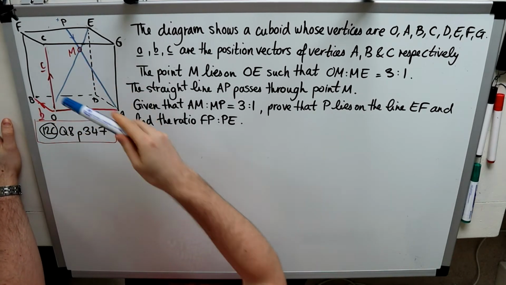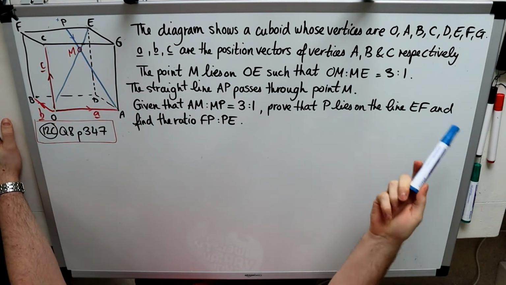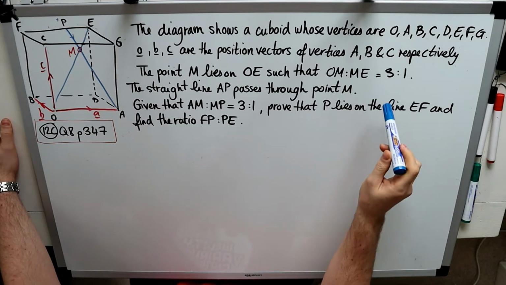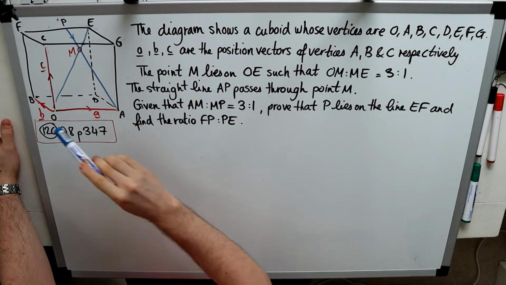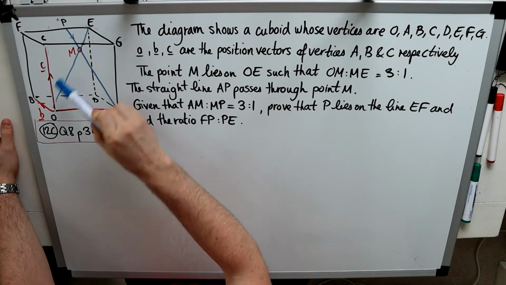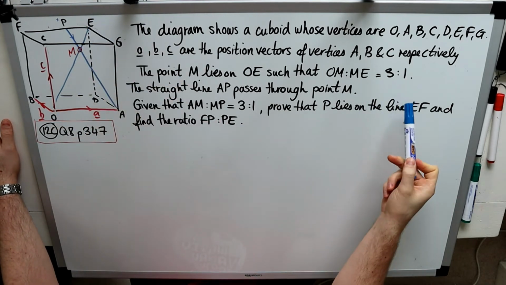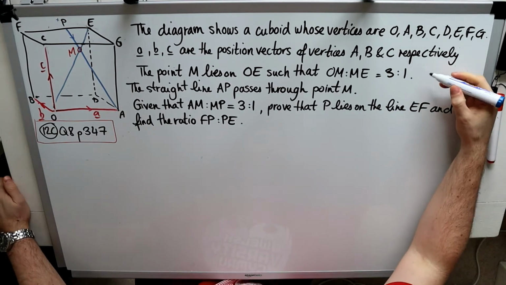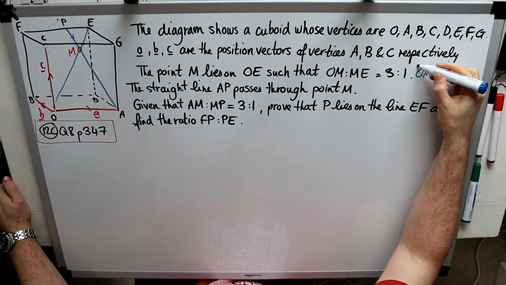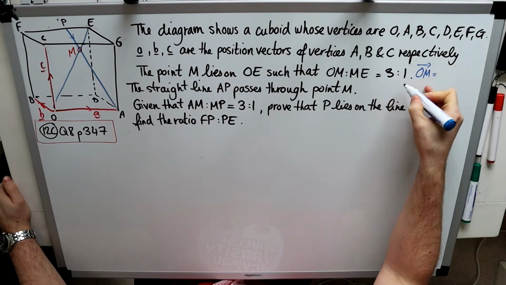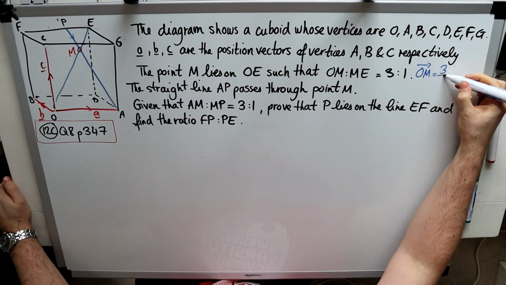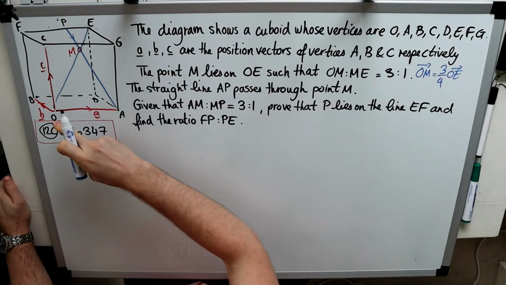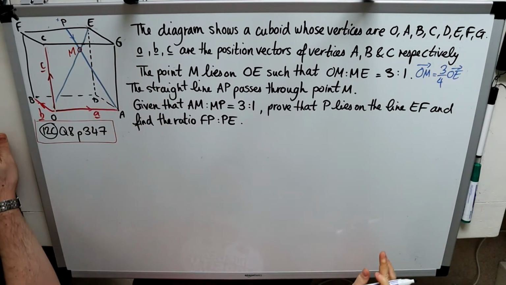A, B, and C are position vectors of vertices A, B, and C respectively. Now what's different about this one is that they use ratios. The point M lies on OE such that OM to ME is 3 to 1. Now ratios usually confuse people, but essentially what this is equivalent to is saying that OM is equal to 3 out of the total 4, so 3/4 of OE. So we have OE and OM is 3/4 of the way along it.